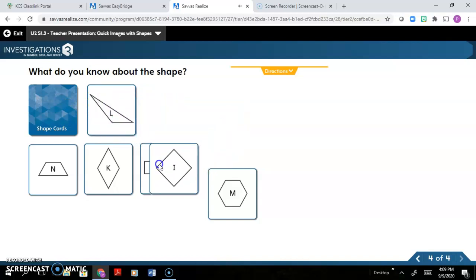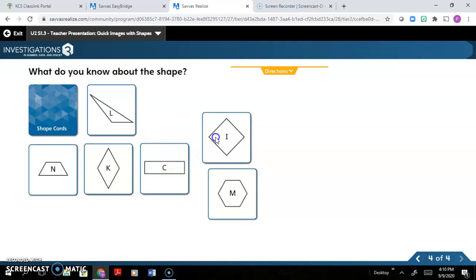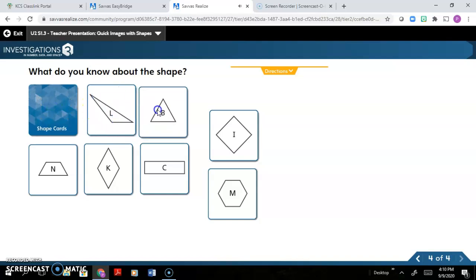Okay, this one also has 4 sides. It kind of looks like a square that's tilted. You could put this one here. This has 3 sides. It looks very similar to this one. It also has 3 sides. So what do you think this is? Yes, this also could be a triangle. The 3 sides and the 3 points.